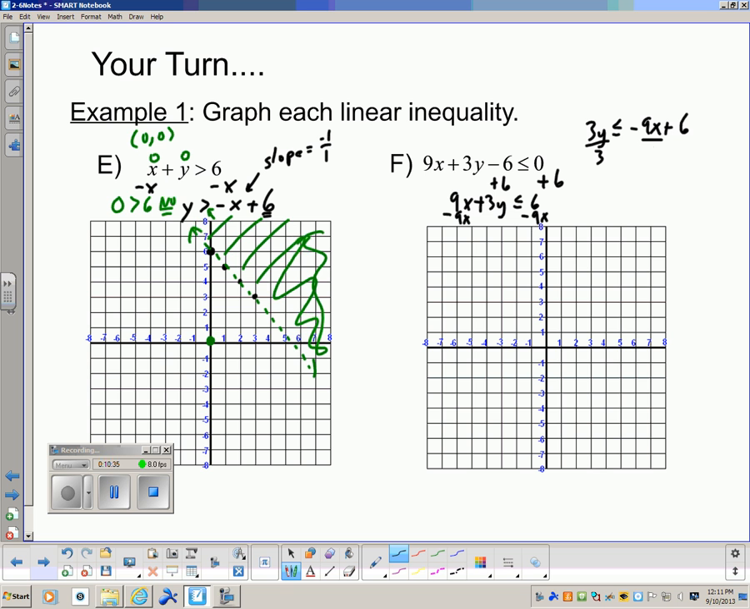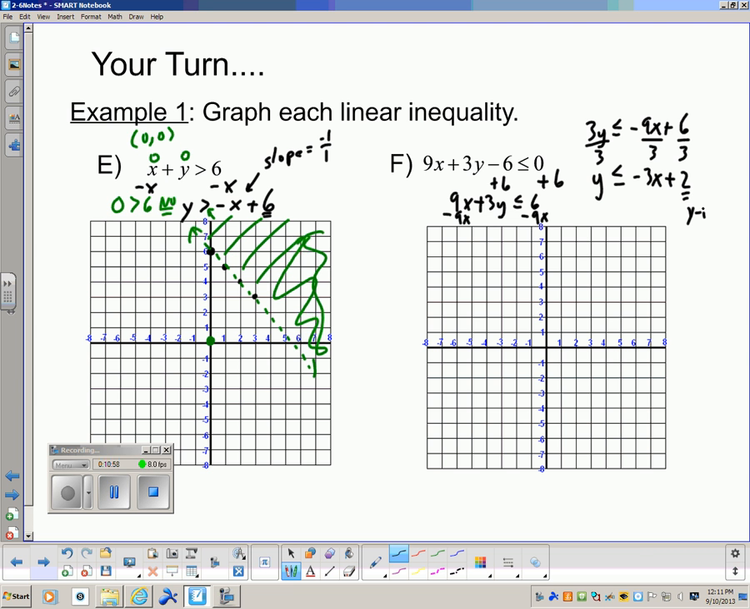Divide by 3, divide by 3, divide by 3. Now, if we had a negative 3y in here, we'd be dividing everything by negative 3, and then, don't forget, you'd have to switch that inequality sign, but we're not dividing by a negative 3 here. So you get y is less than or equal to negative 3x plus 2. So now that's in that nice form here.